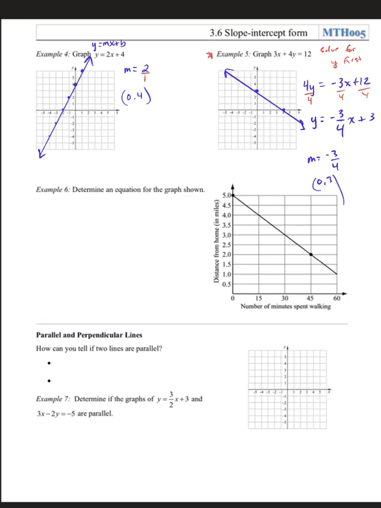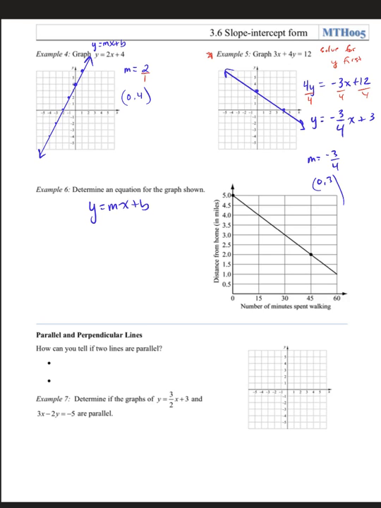Example 6, determine an equation for the graph shown. What I want you to do is pause the video and then look at this graph, think of the form y equals mx plus b, and see if you can create an equation in that form from this line. So like I said, go ahead, pause the video, and give it a shot. Okay, let's walk through this together.